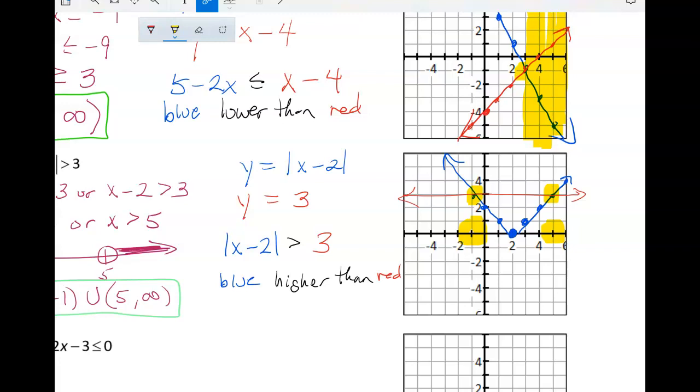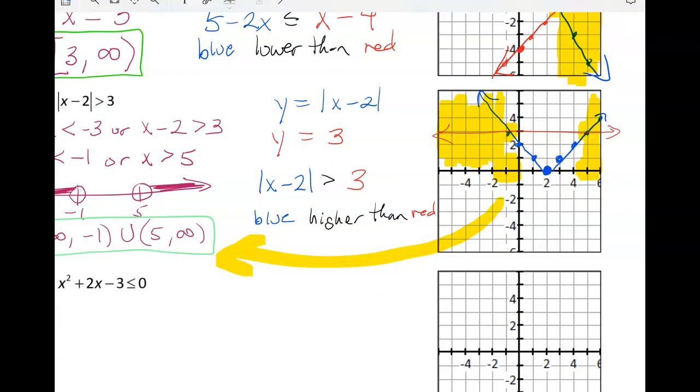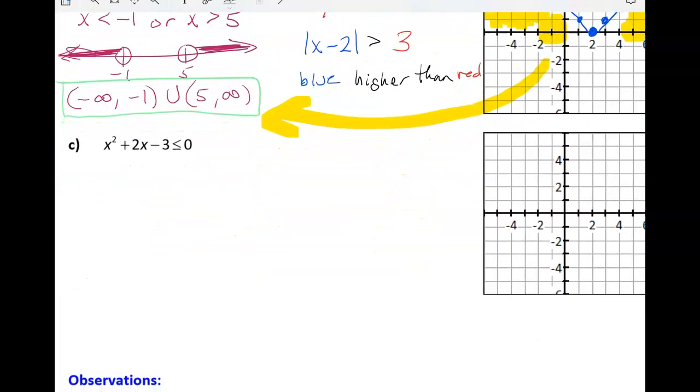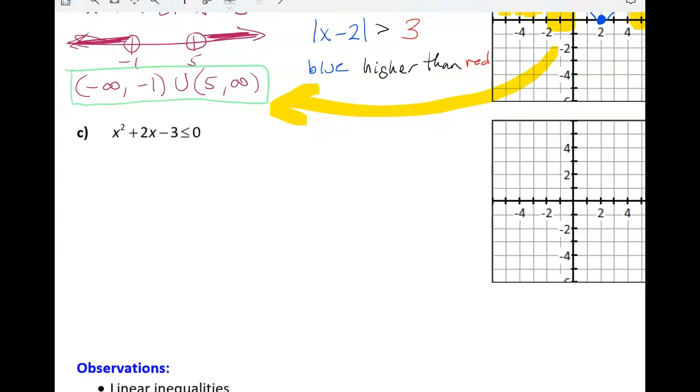Now we want to know where the blue is higher. So the blue graph is higher on the left side and on the right side. So that gives us that same interval, negative infinity to negative 1 and 5 to infinity in terms of just the x values. Just remember, we've introduced the variable y, but we're looking for a solution that gives us intervals of x values.